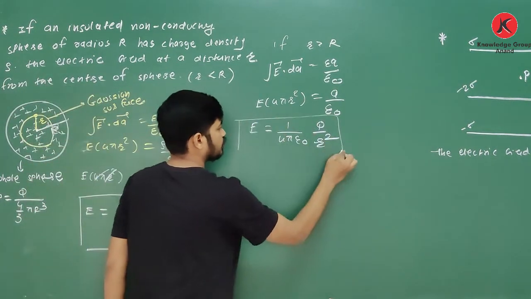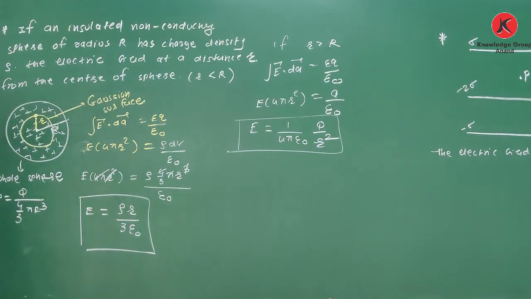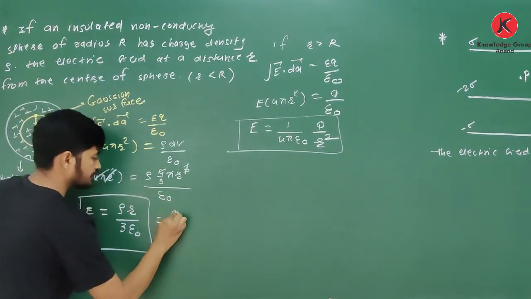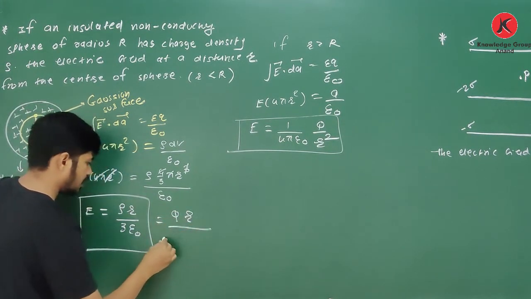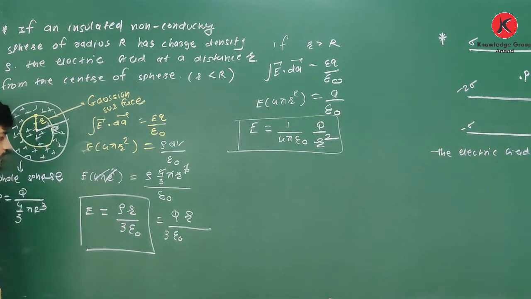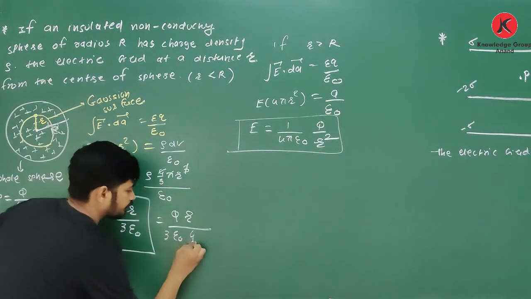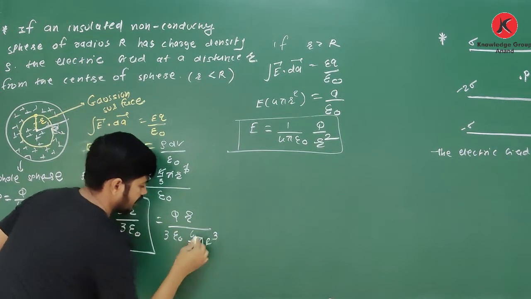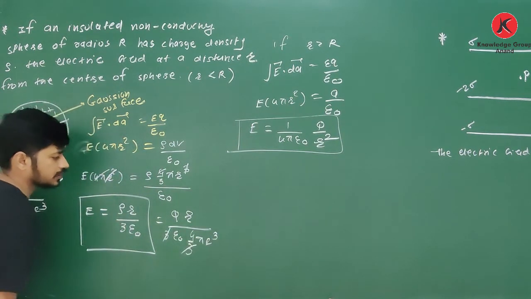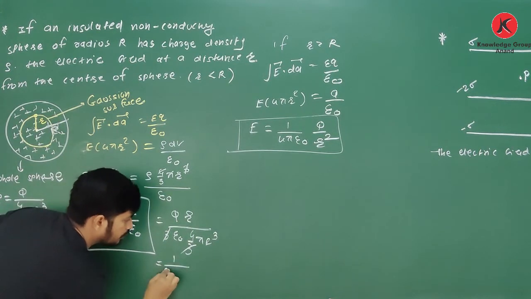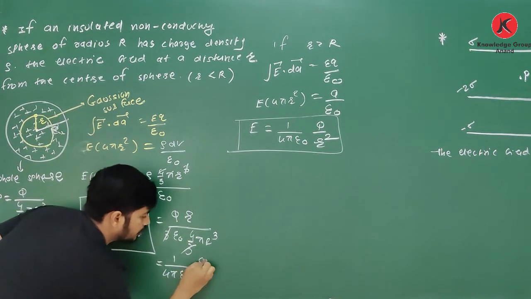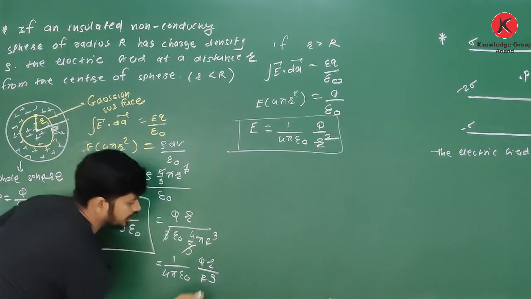Clear? And this equation you already know. Clear about this? Yes. I can also write this equation by putting the value of rho, so it is q r upon 3 epsilon 0. What is the value of rho? It is q upon 4 by 3 pi R cube. So the 3 cancels, and E is equal to 1 upon 4 pi epsilon 0 times q r upon R cube.